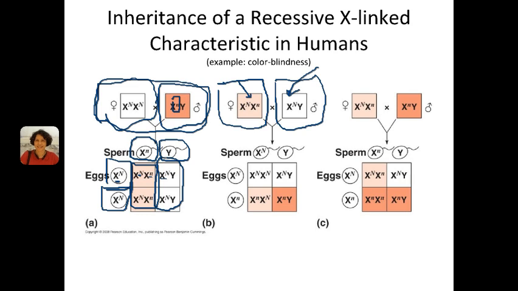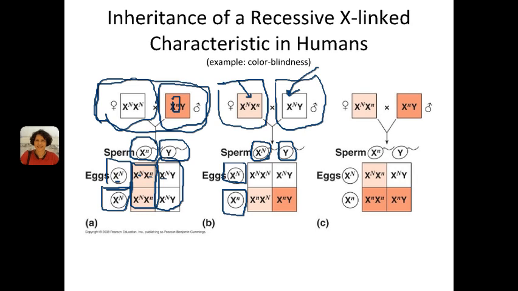So again, we make the gametes for each of them. He makes sperm that have an X chromosome that has the normal allele, and then he has sperm that carry the Y chromosome. She has two different kinds of eggs. Half of her eggs carry the normal allele of the condition, X capital N, and the other half carry the mutated version, X lowercase n.